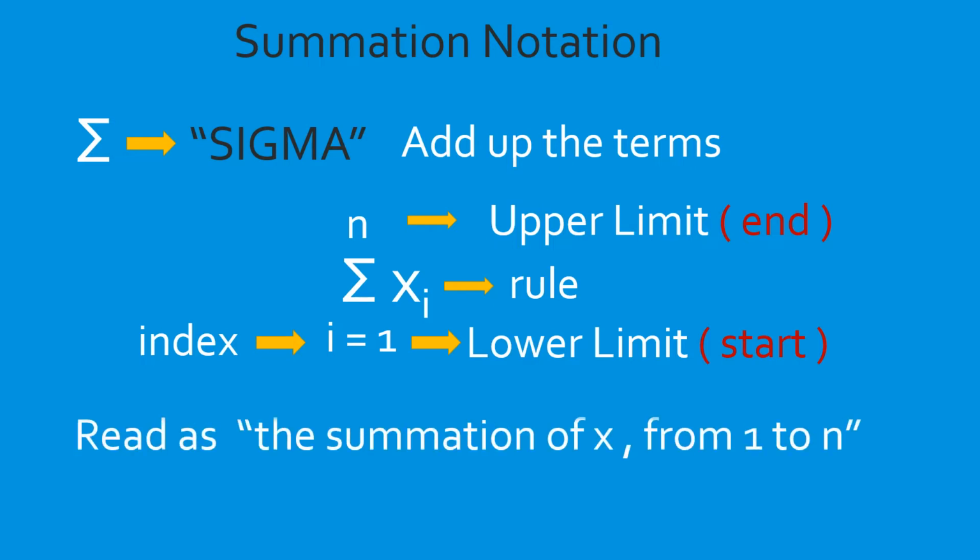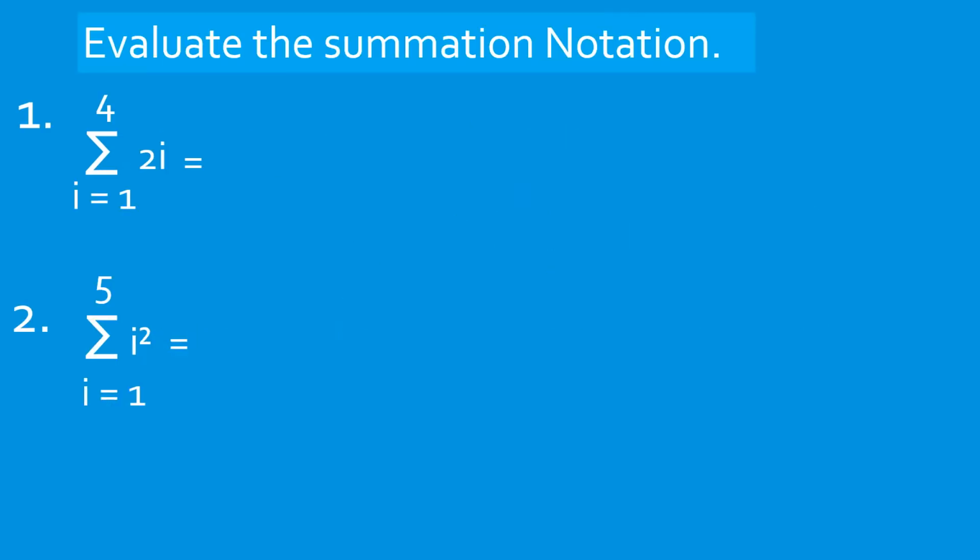Okay, now read as the summation of x, and that is from 1 to n. So we need to pay attention to the starting and the end here. Okay, let's have an example for that para mas maliwanag. Here, let's evaluate the following summation notation. So number 1, we have here, look at the index here, start from 1, and the value of n here, 4. So it means this is now the rule, the expression.